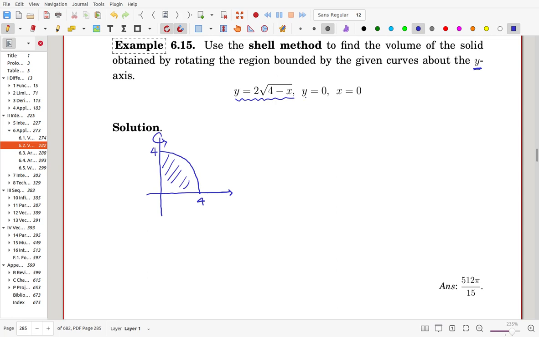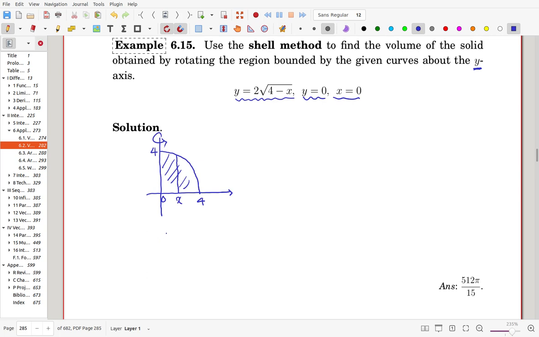And of course, y equals 0 and x equals 0 are used. That is x equals 0, and this is y equals 0. Okay, now it's rotated. We'll use the shell technique, which means that once it is rotated in that direction, each line segment will make a shell. That means we'll integrate the shell area in the x direction, moving from 0 to 4 for each x.